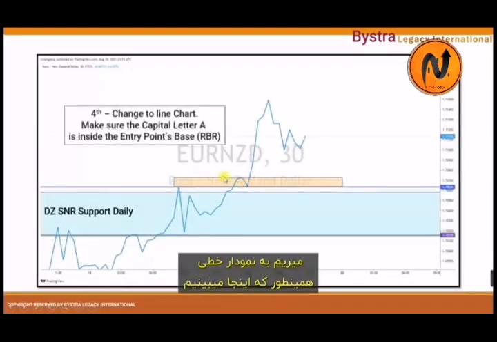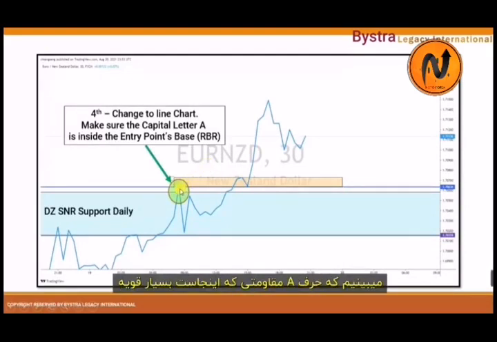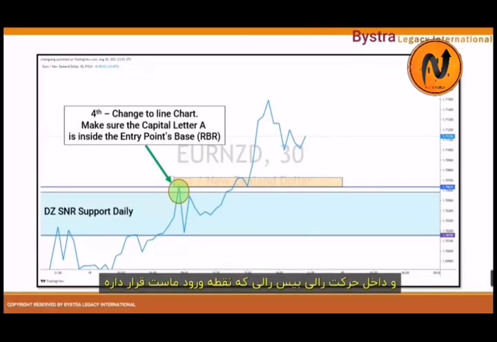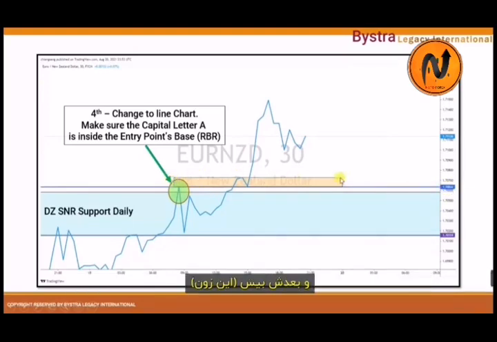We go to the line chart. As we can see, when we move to the line chart, the capital letter A, the resistance here, is so strong, so sharp. See, it is so sharp. This is a very good resistance. This is the resistance that we want, and it is inside the Rayleigh base Rayleigh entry point. So our entry point will be this capital letter A, which is 1.70636. And the resistance is inside the base. So this is a valid setup for SNRC1.